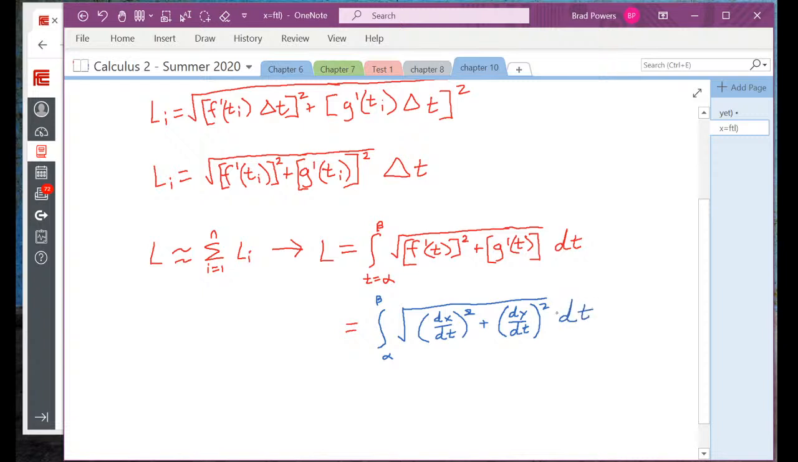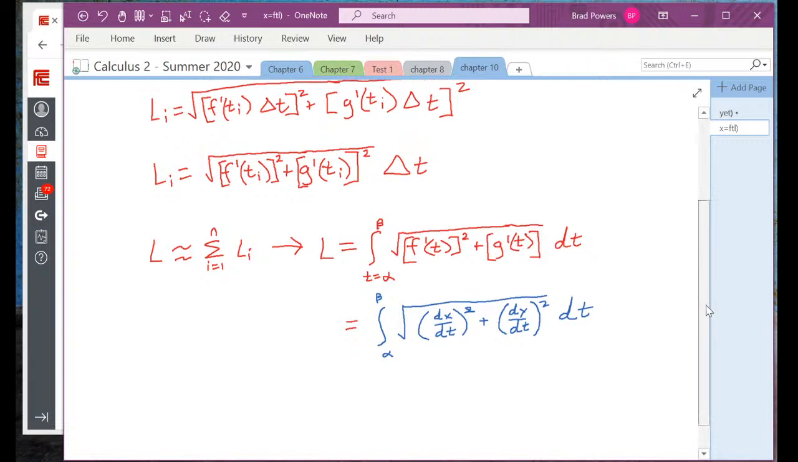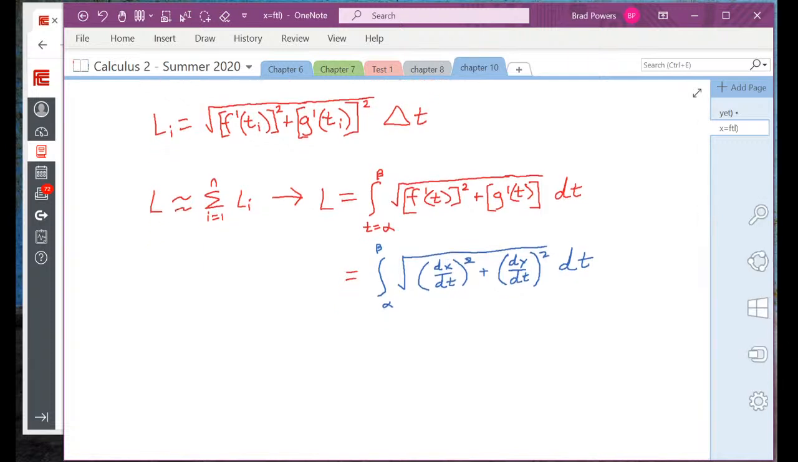Both of these are perfectly acceptable for arc length. And in fact, our book will just say ds. We'll just say this whole thing here is ds, and we use that a lot in formulas in our book. ds is the arc length.